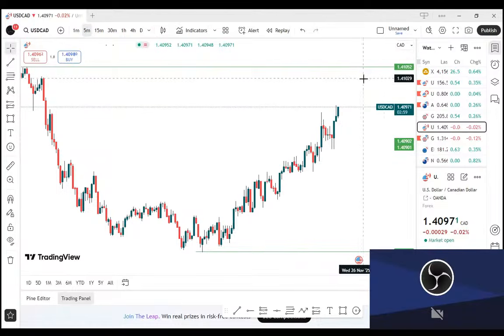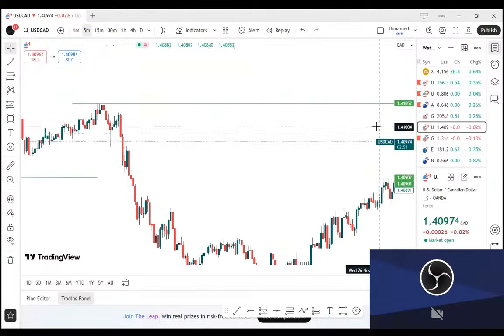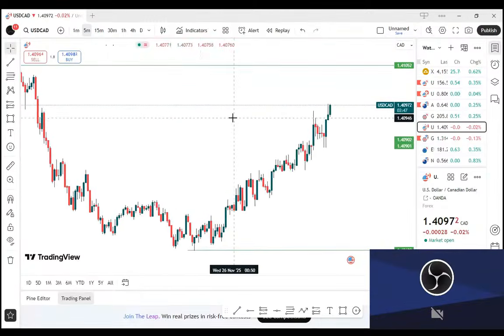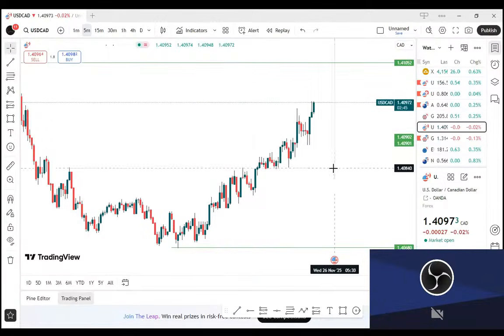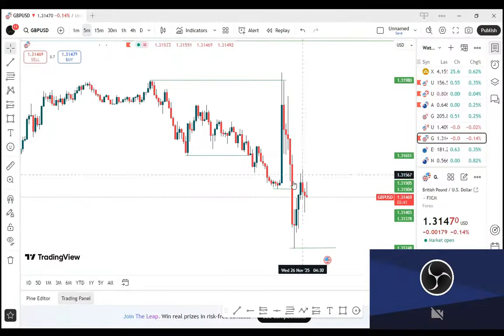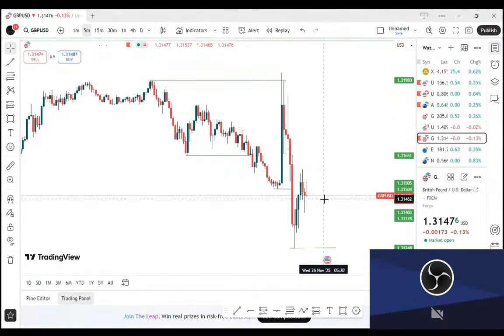There is continuation of the buyers on USD CAD, pushing all the way to 1.41052. There's a key zone they are pushing all the way to. You notice there's the highest level that actually caused a burst of move to smash out this low. So that's why USD CAD won't go there. And we're having the next one which is GBPUSD, trying to make rejections here.